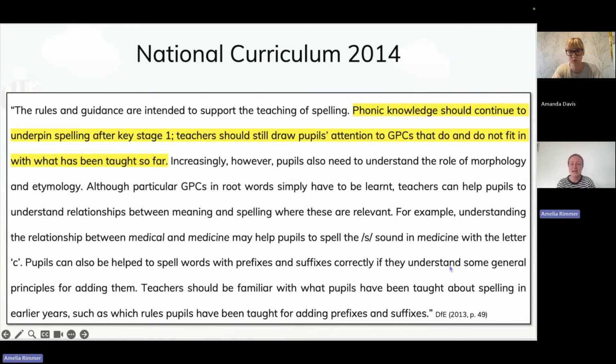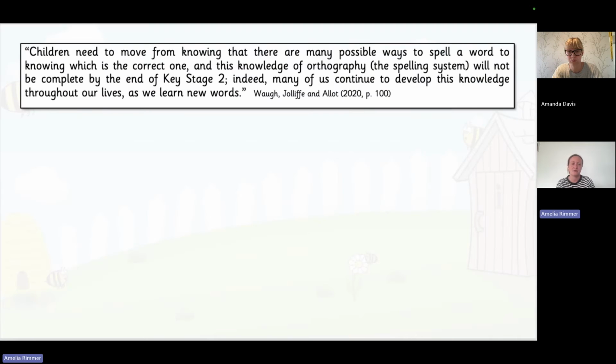Now, it says underpin, alongside the morphology and the etymology, alongside the other skills as well, but it is still there. And it gives an excellent example in here of medical and medicine, which is like what Amanda was saying there with magic, how the C is kept, that spelling, even though it's changed the sound there as well. So children need to move from knowing that there's all these possible ways of spelling a word to knowing which one's the correct one.